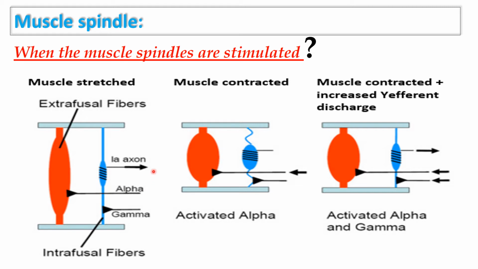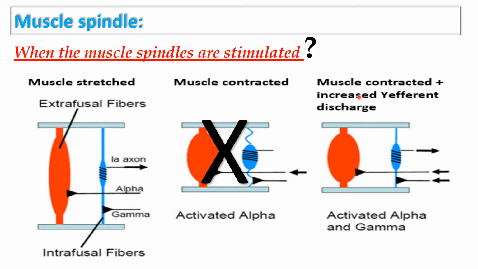When else? When the muscle contracts, what do you expect? No, when the muscle contracts, it's shortening. So when only alpha is stimulated, there is no stimulation of the muscle stretch receptor, so there is no stimulation of the muscle spindle. So when the muscle actively contracts or only alpha are activated, there is no stimulation of the muscle spindle.